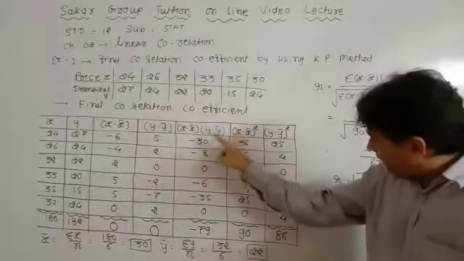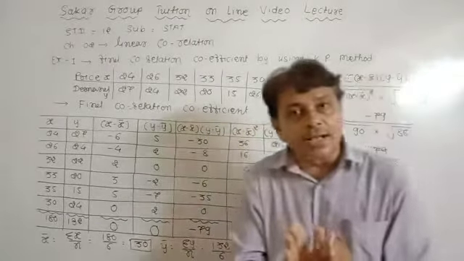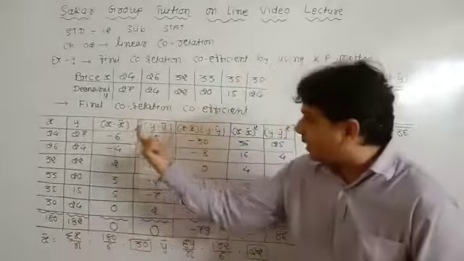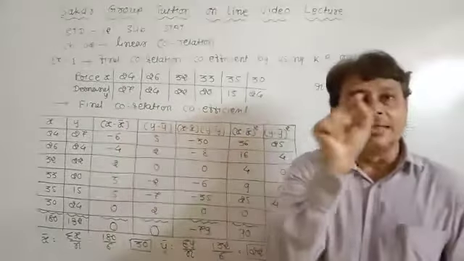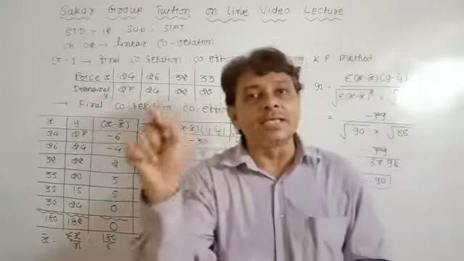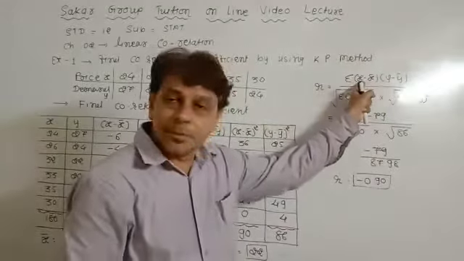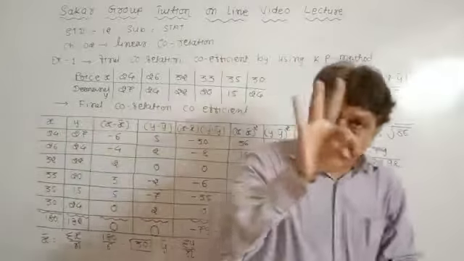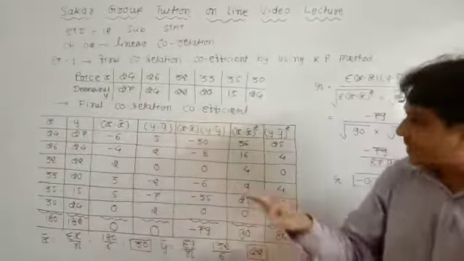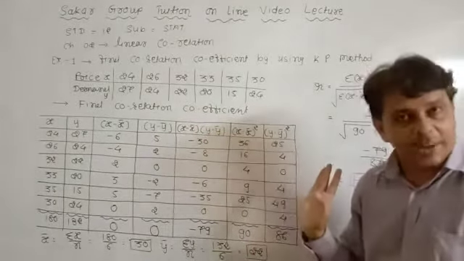Now, in the next column, we take the multiplication of both these previous columns, and that becomes (x minus x bar) into (y minus y bar), which we need in the numerator. So our third preparation column is (x minus x bar) into (y minus y bar).